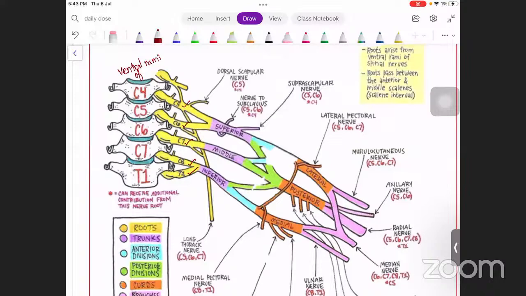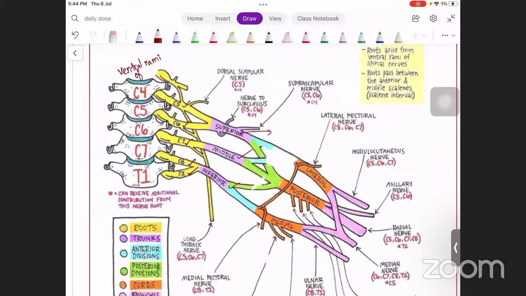The C5 and C6 roots combine to form the upper trunk, people. Then you have the middle trunk, which is formed from C7, and then you have the lower or inferior trunk, which is formed from C8 and T1. So from the roots you have the trunks, and from the roots you may also have some small branches.